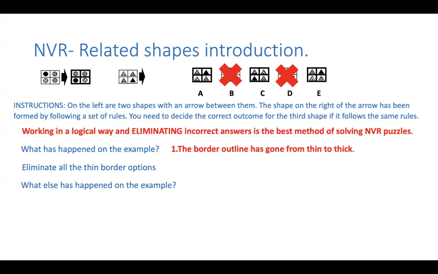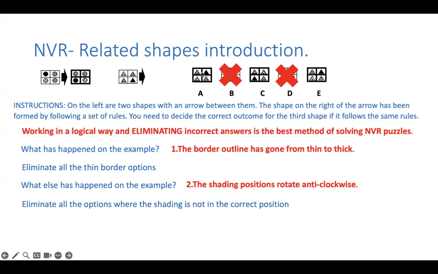So what else has happened on our example? So the shading positions have rotated anti-clockwise. So you can see our dark shaded circle has gone down to the bottom. The diagonal has moved along. Everything has gone in an anti-clockwise direction. Now that means the opposite way to the way that our clocks go. So we need to eliminate all the options where the shading is not in the correct position.